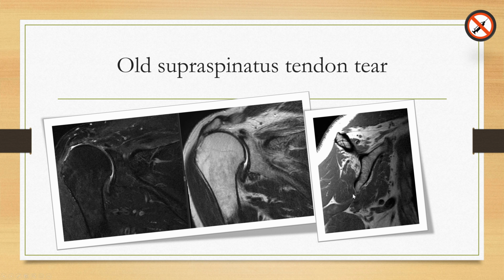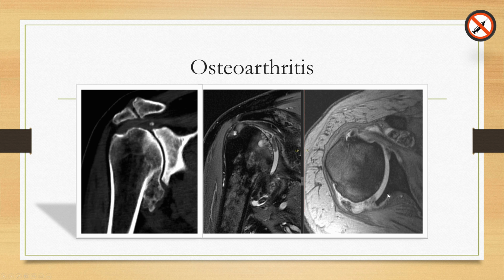This is an old supraspinatus tendon tear. You see the upward migration of the humeral head. There is no supraspinatus tendon. There is huge atrophy of the supraspinatus muscle belly. Would you give contrast or do arthro MRI for this? No, it's not necessary.